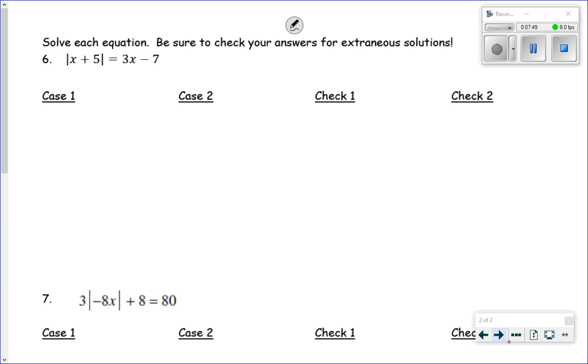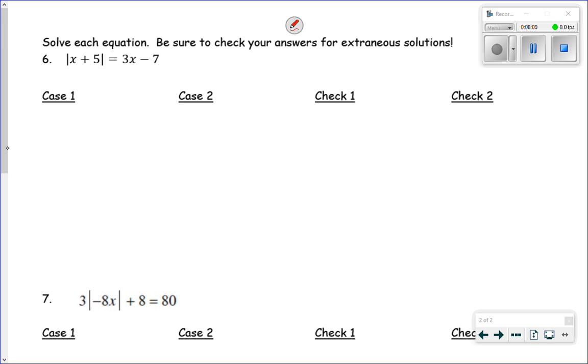I think these are my last two. Yep. We are solving absolute value equations here. So this is going back a few sections. It says solve each equation. Be sure to check your answers for extraneous solutions. So remember, sometimes we're going to do a check step, sometimes we aren't. It's up to you to remember which scenarios are which.